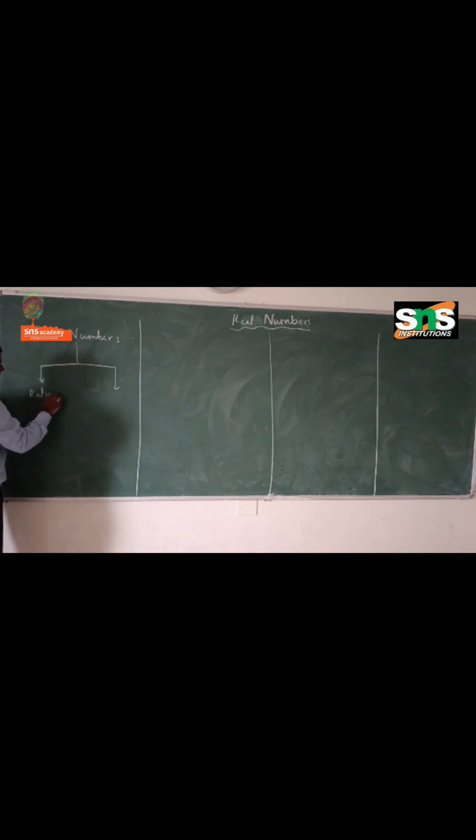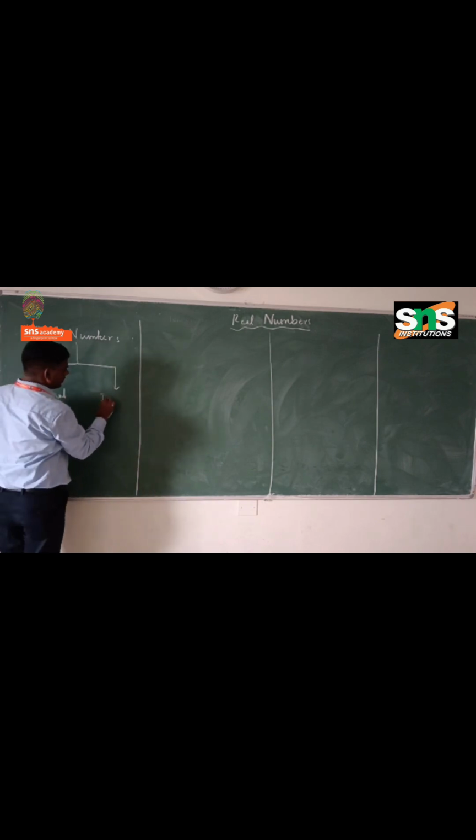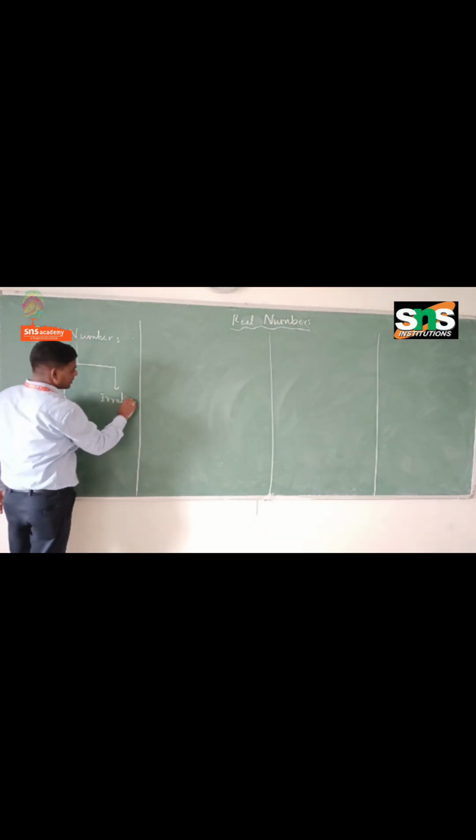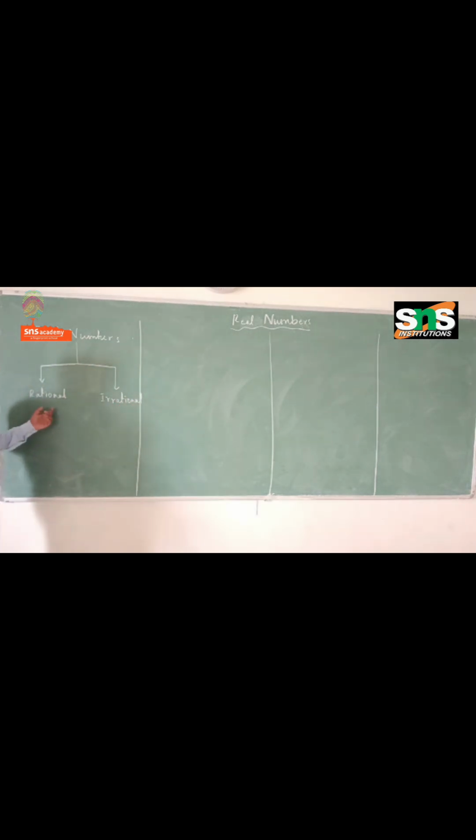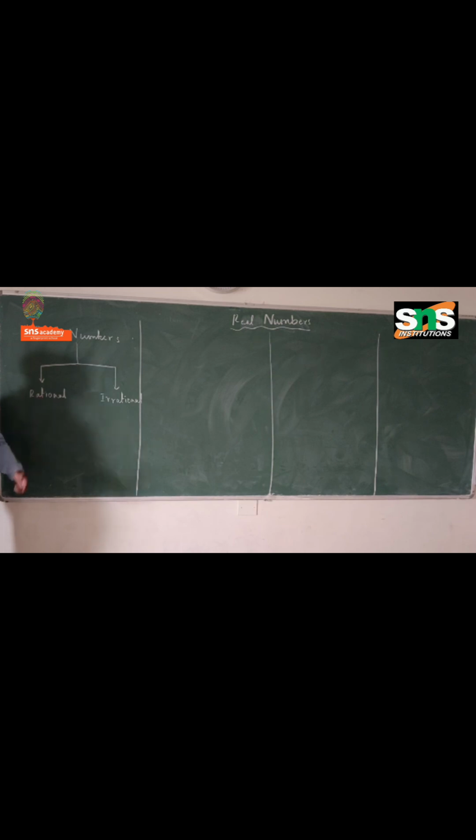So first we'll see what is meant by a rational number and then what is meant by an irrational number. When can we say a number is a rational number? It should be in the form of p by q, where p and q are integers and q is not equal to 0. This will come under rational numbers.